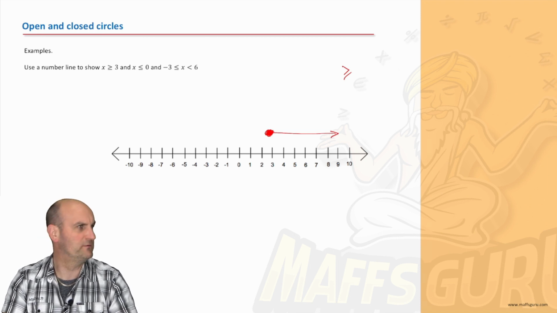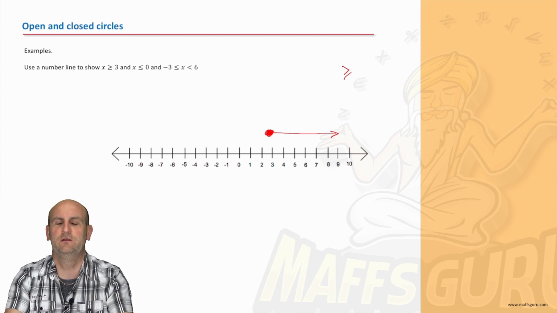And obviously when I've coloured that in, that looks a bit ropey, really. It looks like it's 2.5. Just excuse me while I have a breakdown.